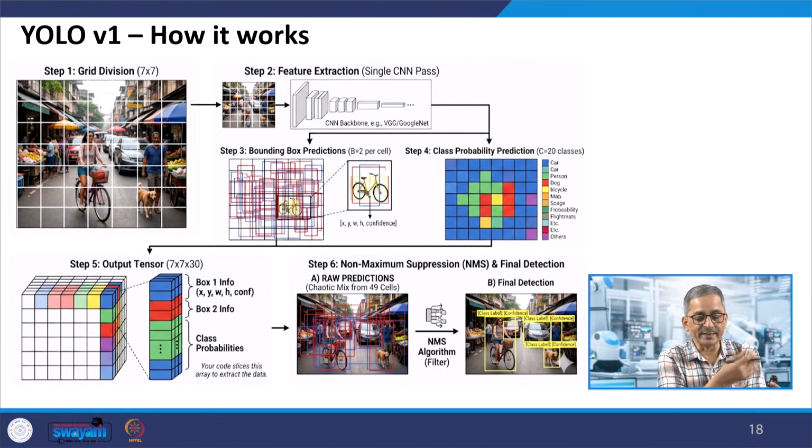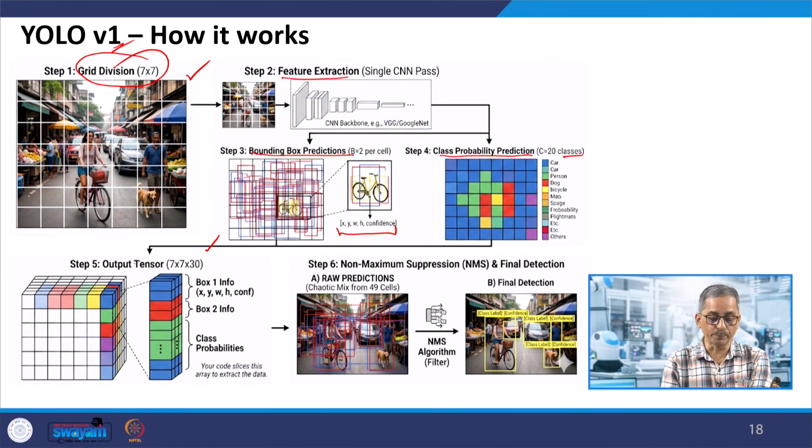Whatever I have discussed in the previous slide is represented graphically here for YOLO version 1. You have the image, divided into a 7 × 7 grid. Then this is passed through the CNN for feature extraction, and then we have the bounding box prediction over here. These 5 numbers will come: X, Y, W, H and the confidence. Then we have the class probability prediction. In YOLO version 1 they had 20 classes, so the C value was 20, and after this we have the output tensor, which is 7 × 7 × 30.